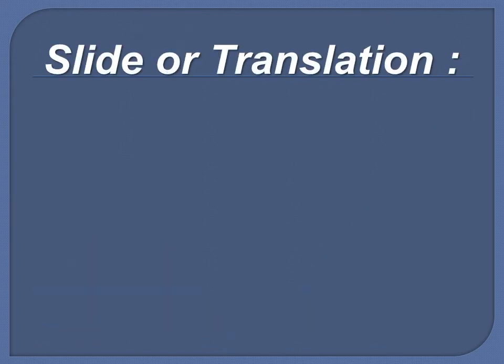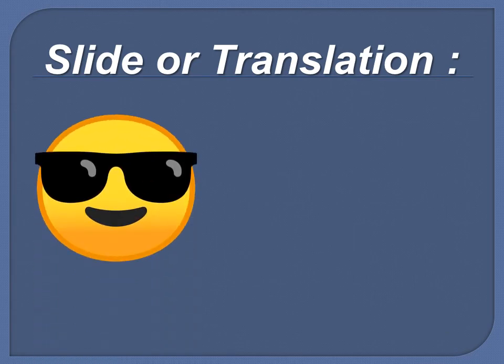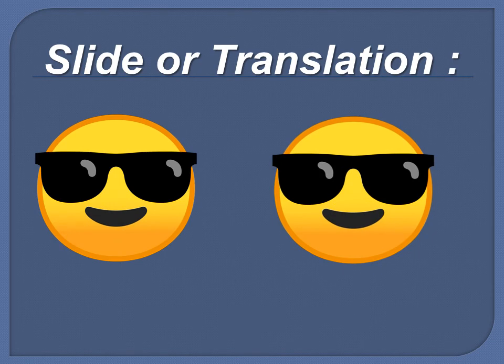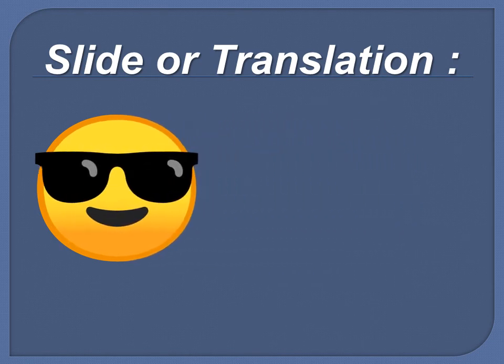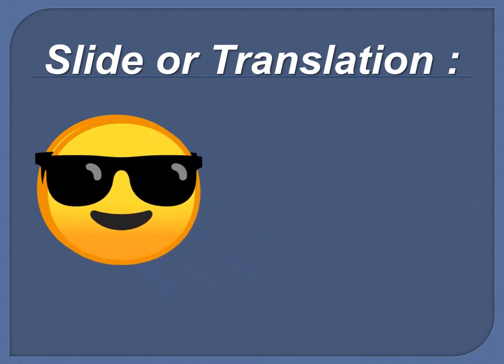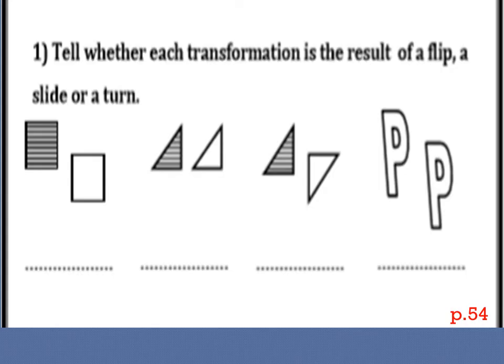And the third transformation is called slide or translation. What is the meaning of slide or translation? So here, like this emoji, when we move it online, I'm going to slide it. So like this. So this transformation is called slide. And also we can move it like this. It's going to be slide. And also we can move it like this. It's going to be slide.